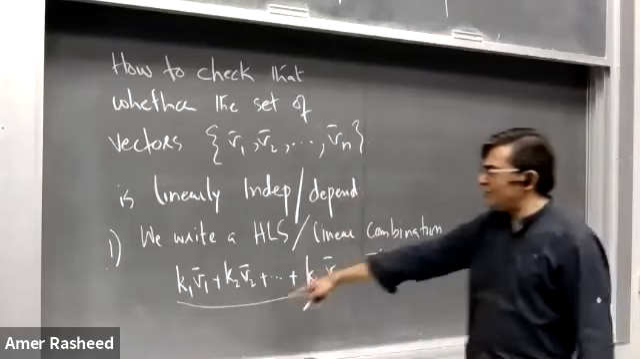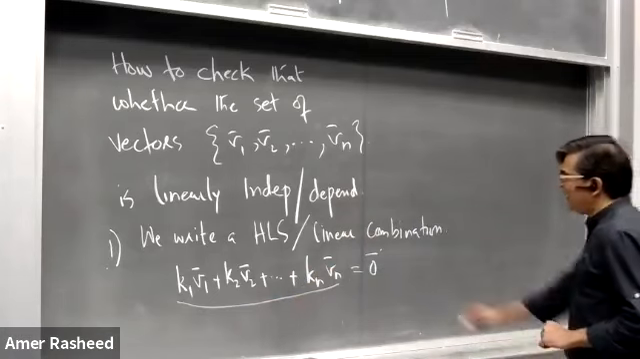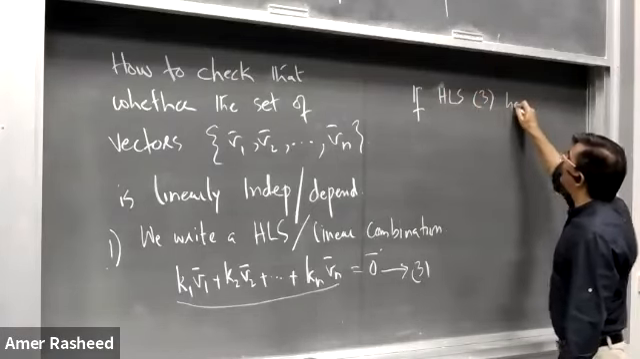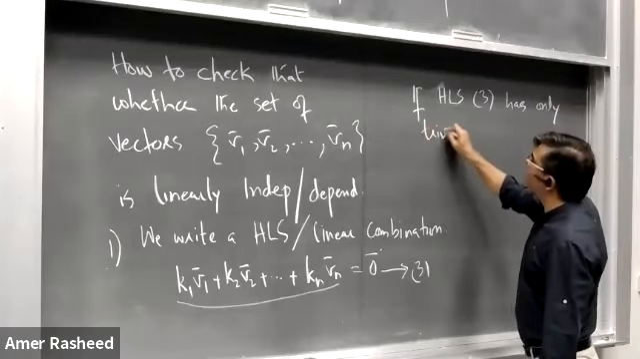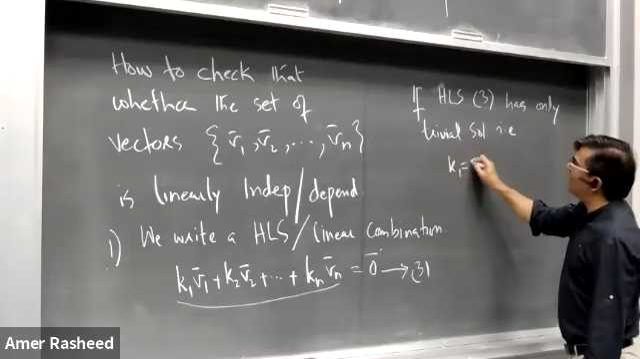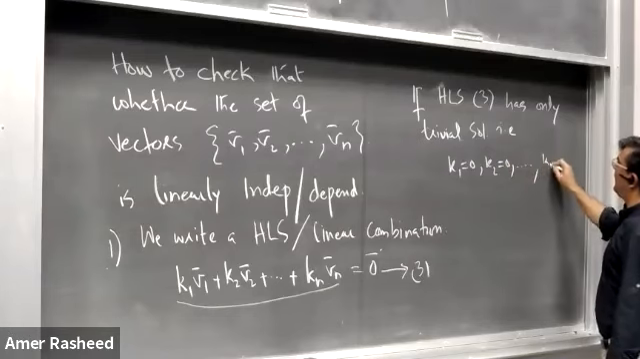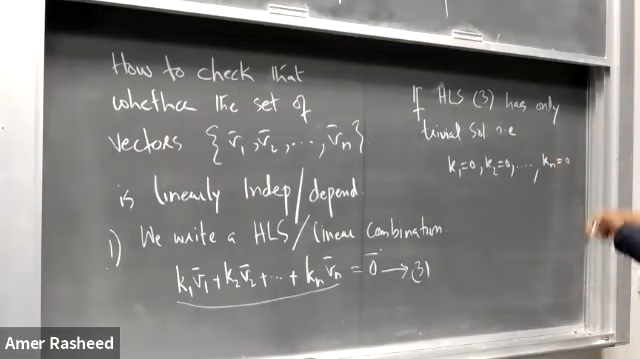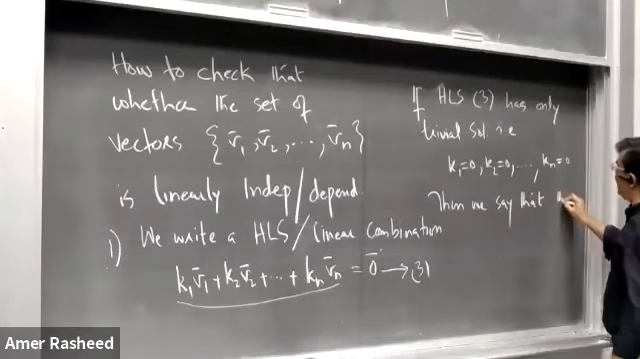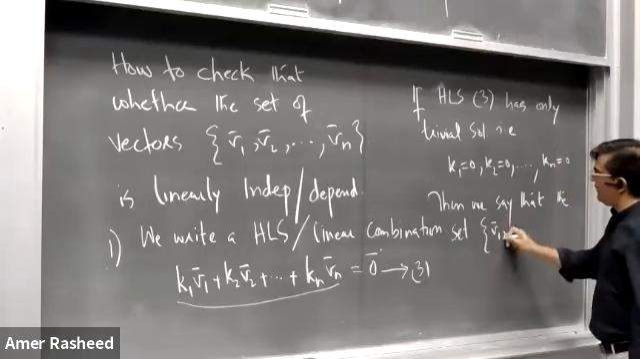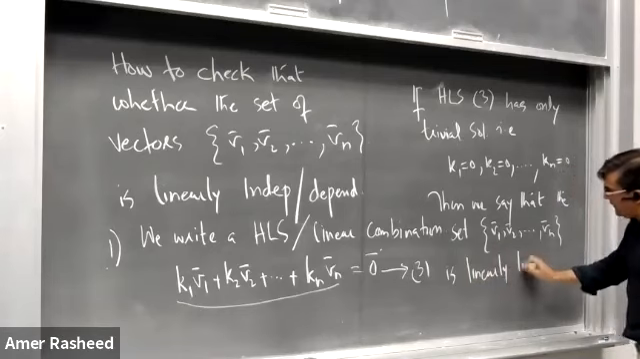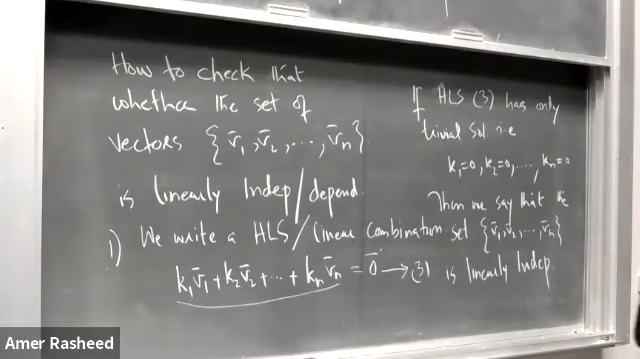ठीक है? Now if we call it system 3, if homogeneous linear system 3 has only the trivial solution, that is, all the k's are 0, k1 equals 0, so on, kn is equal to 0. अगर इसका सिर्फ और सिर्फ trivial solution है, then we say that the set v1, v2, so on, vn is linearly independent. Okay? Achha, what is equivalent to this?